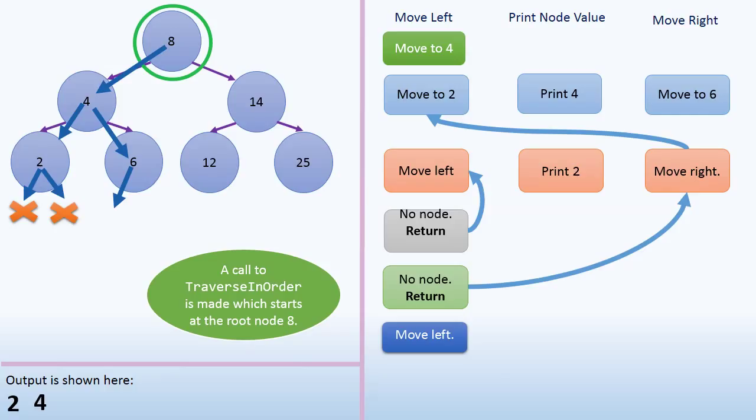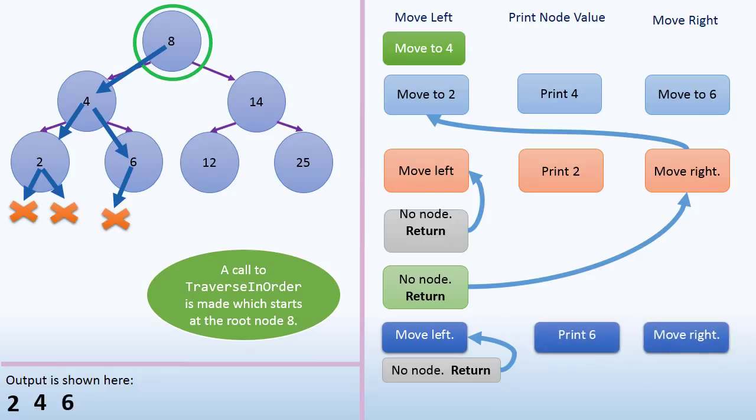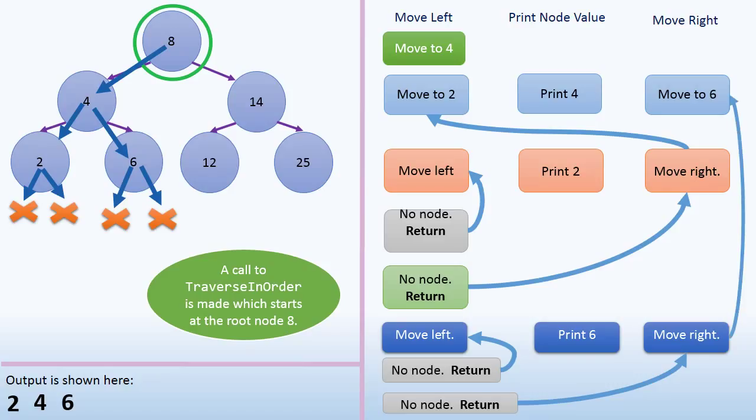On this call, we move left, which again sets off another call. There's no node, so we can return right away. We print the value 6. We move right, which sets off another call. Again, there's no node, so we return to this one. Now that this complete method has finished executing all of its stages, it can return to the previous iteration, so to speak, which set off this one.